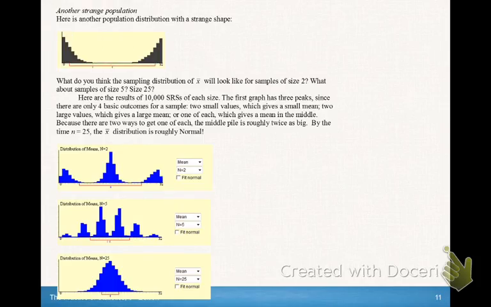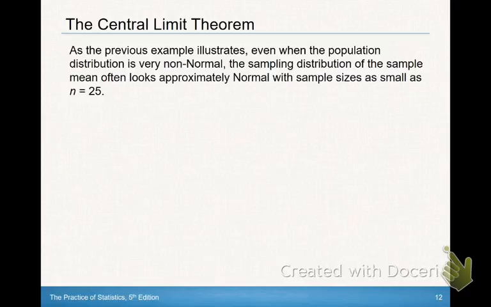Here's another population distribution with a strange shape. Same thing. The higher the sample size, the more closely it resembles a normal curve. So as the example illustrates, even when the population distribution is very non-normal, the sampling distribution of the sample mean often looks approximately normal with sample size as small as n equals 25.